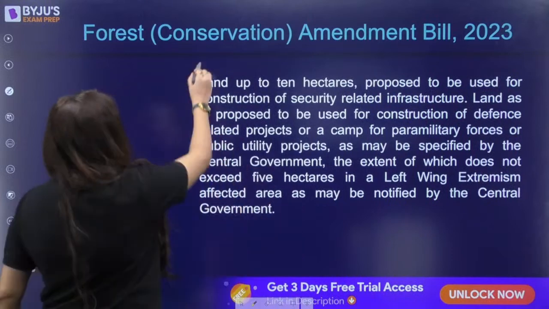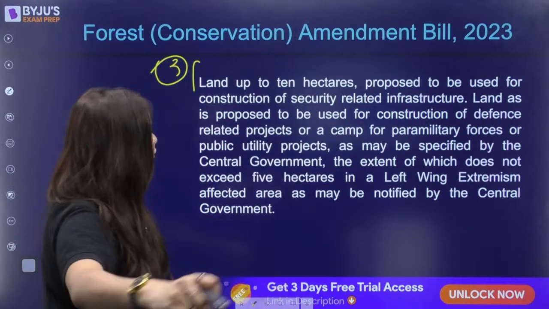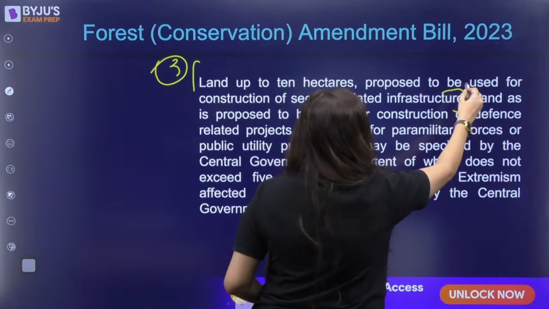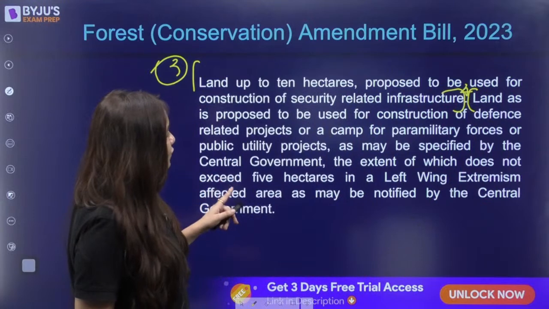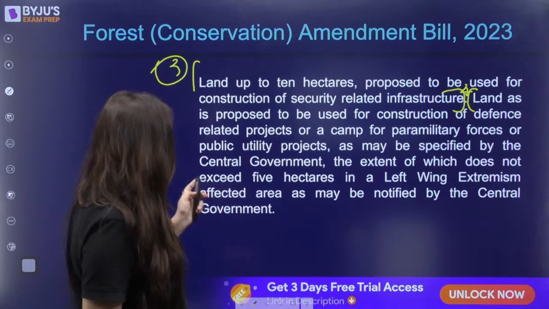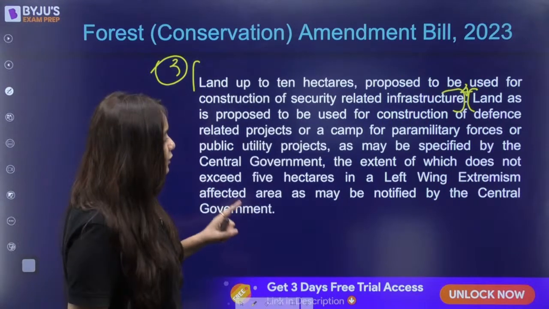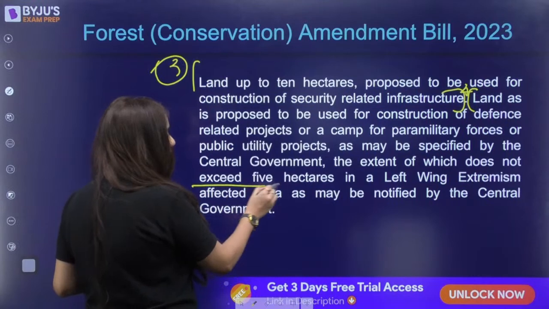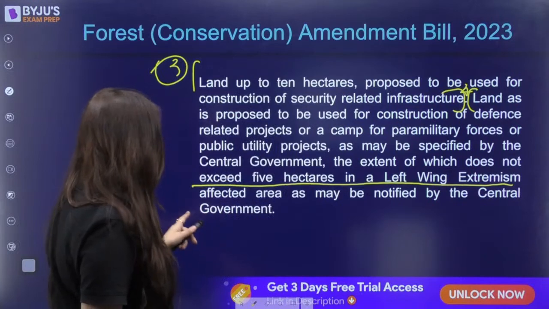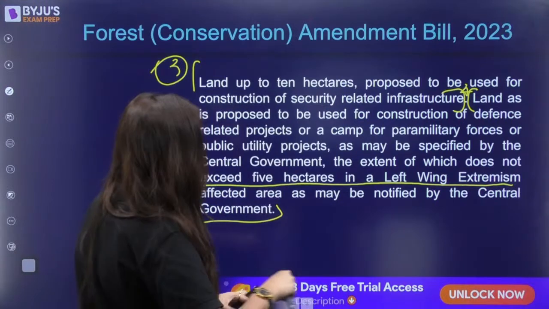Land up to 10 hectares, this is the 3rd category. Land up to 10 hectares proposed to be used for construction of security related infrastructure. Then we have land as is proposed to be used for construction of defense related projects or a camp for paramilitary forces or public utility projects as may be specified by the central government, the extent of which does not exceed 5 hectares in a left wing extension affected area as may be notified by the central government. So these are the 4 categories. Let's see if there are more.